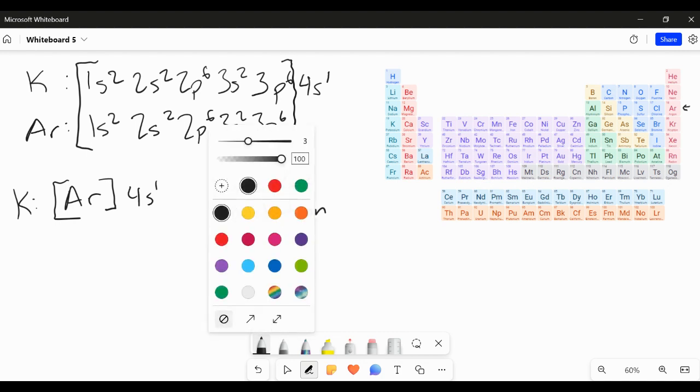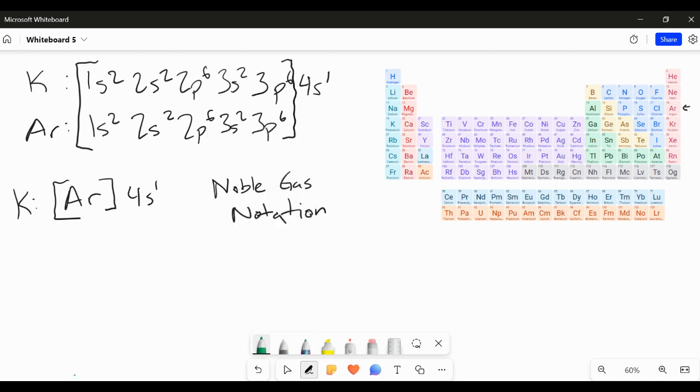Let's try another one. Let's go with chlorine. Okay. Chlorine, its electron configuration is 1s2, 2s2, 2p6, 3s2, 3p5, because it's in this last group right here. Okay. 1s2, 2s2, 2p6, 3s2, 3p5.